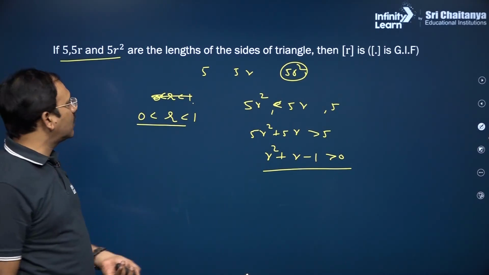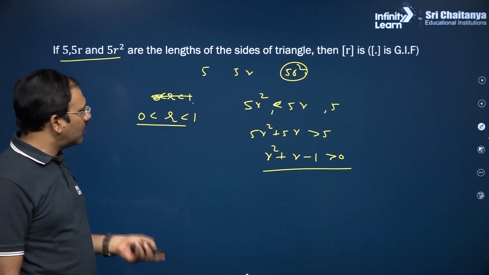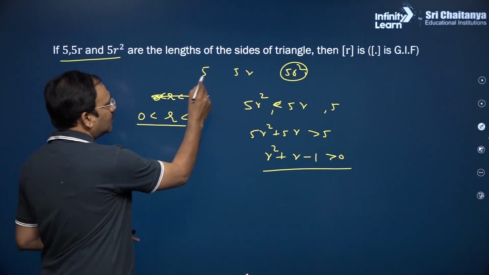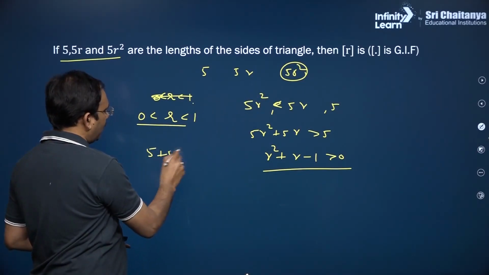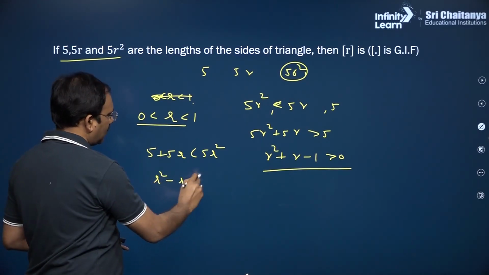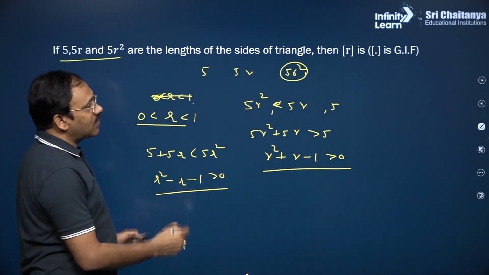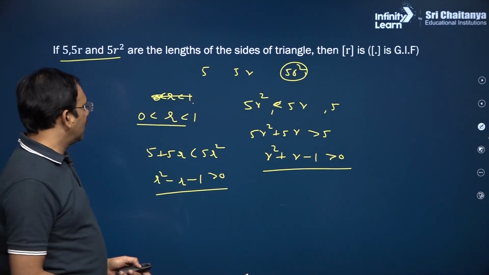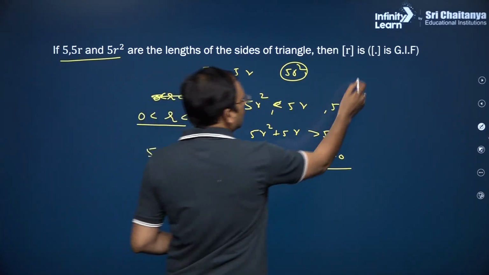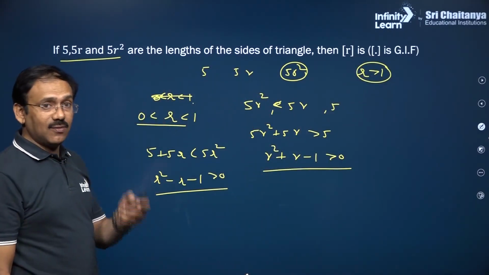Similarly, when R is more than 1, he would have mentioned some value R greater than 1, my dear friends. So, in that case, you will get the unique answer. If R is more than 1, this is the order, 5 plus 5R is less than 5R square. So, R square minus R minus 1 greater than 0. You just find the range of R here, you will observe that R will be 1. So, I feel he would have given R greater than 1. In that case, R will have only one possibility.